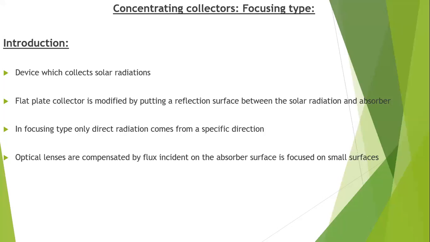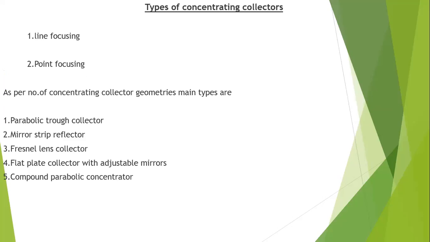These are the concentrating and focusing type collectors. Next we will see types of concentrating collectors. What are the types of concentrating collectors we see now? There are mainly two types. First one is line focusing collectors and second one is point focusing collectors.